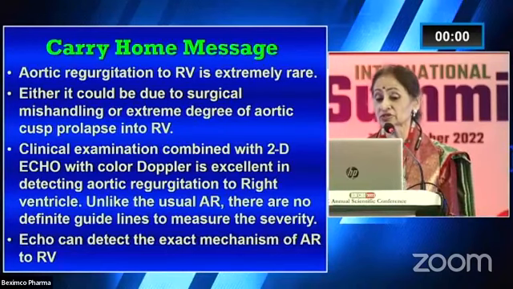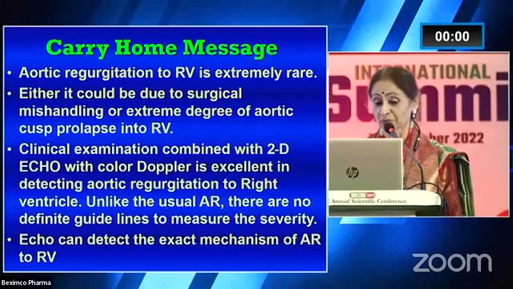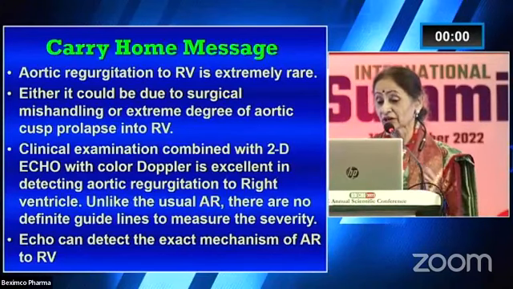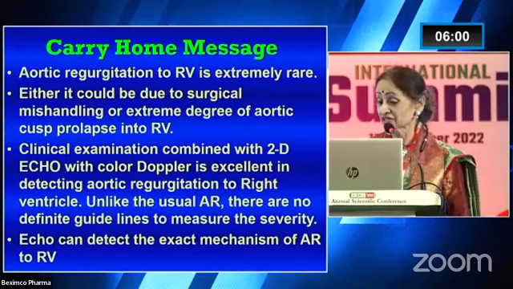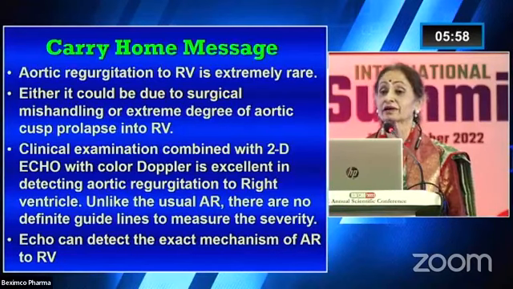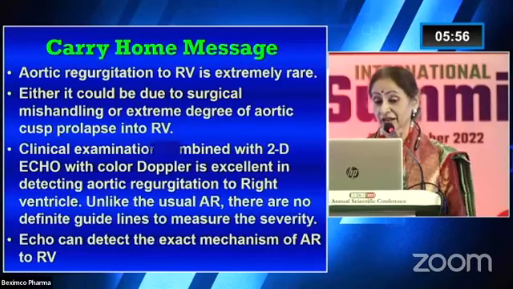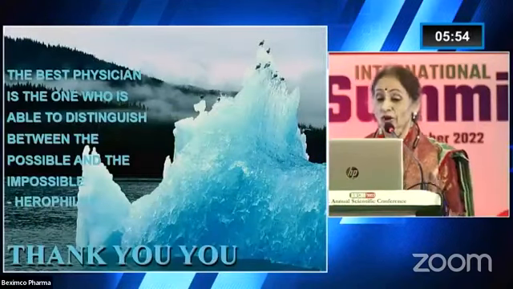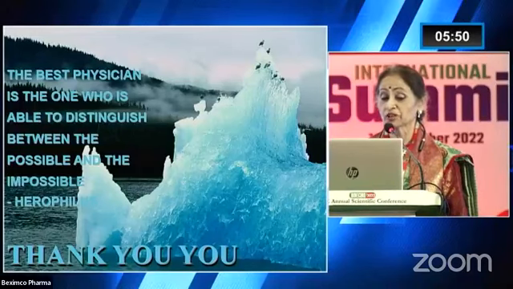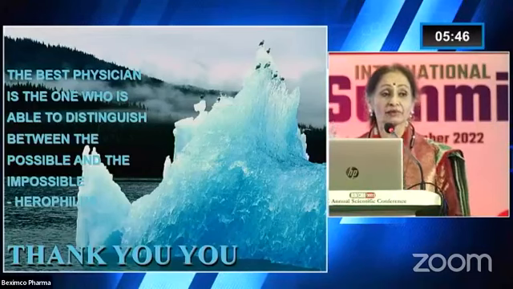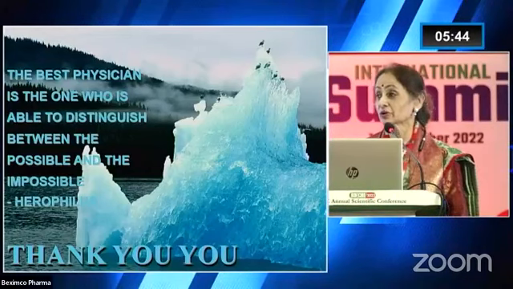The carry-home message is that aortic regurgitation into the right ventricle is extremely rare. It could be due to surgical mishandling or an extreme degree of aortic cusp prolapse. Clinical examination combined with 2D echo with color Doppler can make the precise diagnosis so that the correction can be done in time. The best physician is the one who is able to distinguish between the possible and the impossible. It is possible to correct when the regurgitation is occurring into the right ventricle.